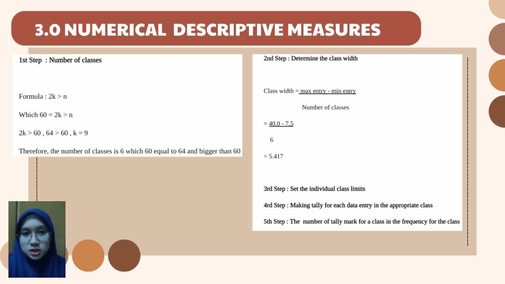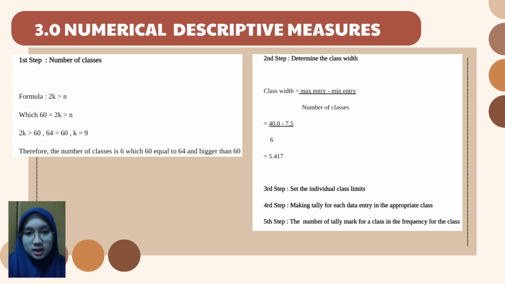Overall, there are 5 steps. Firstly, the number of classes: 2^k bigger than n. 60 equal to 2^k bigger than n. Therefore, the number of classes is 6, which is 2^6 equal to 64 and bigger than 60. Second step, determine the class width. Class width equal to 5.417. Third step, set the individual class limits.